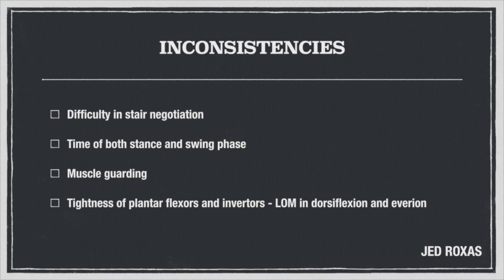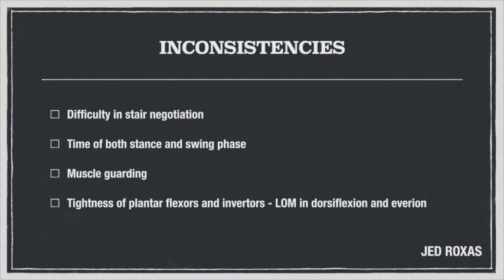Functional assessment in stair negotiation revealed difficulty upon activity, without the aforementioned narration of the patient from the subjective assessment. Changes in the time of the stance and swing phase in the gait assessment were not stated even if there were deviations in the patient's gait. Muscle guarding can also be considered an inconsistency because it did not state whether the guarding happens in a weight-bearing or a non-weight-bearing activity.